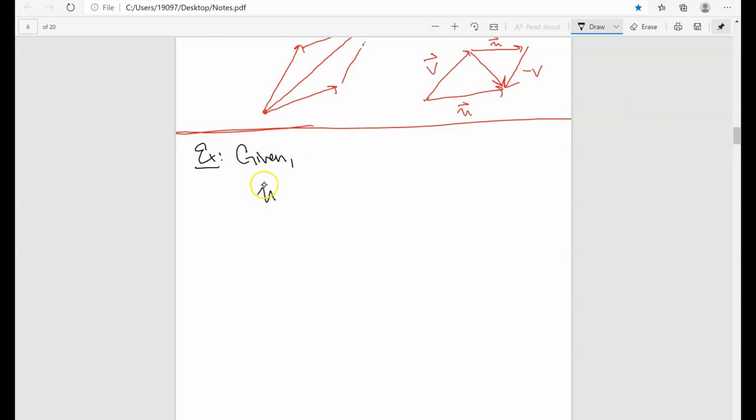So you're given vector u, that's negative 3, 5. And vector v, let's say that's 6, minus 4. So you want to find the following. First, let's find 3u plus 2v.